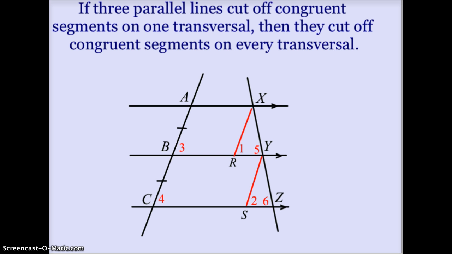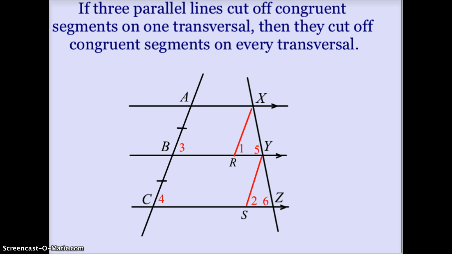Parallel lines are cut by transversals to form the following pairs of congruent corresponding angles. Angle 1 and angle 3 are congruent. Angle 3 and angle 4 are congruent. Angle 4 and angle 2 are congruent. And angle 5 and angle 6 are congruent.